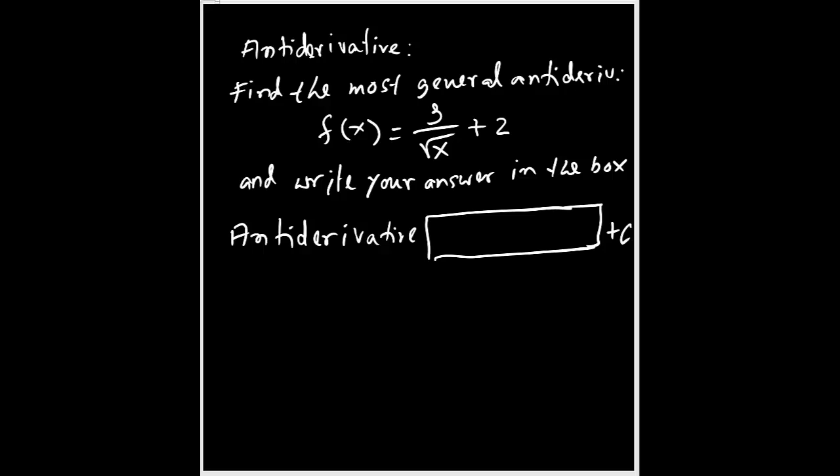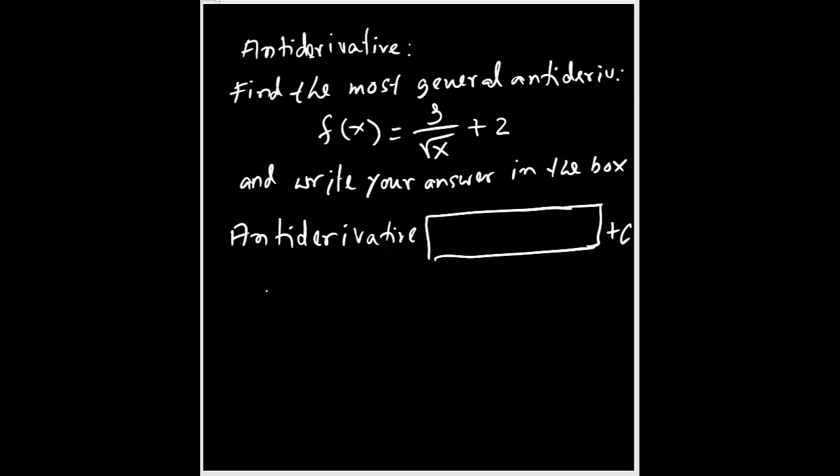Suppose I have a question asking: find the most general antiderivative of the function f of x equals 3 over square root of x plus 2, and write your answer inside the box. The constant c is already added, so in your answer you don't add an additional constant.